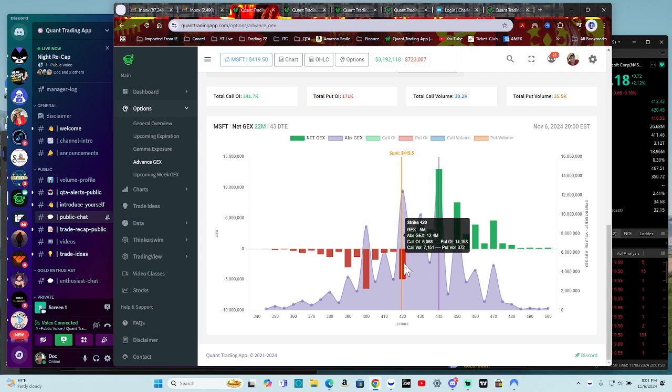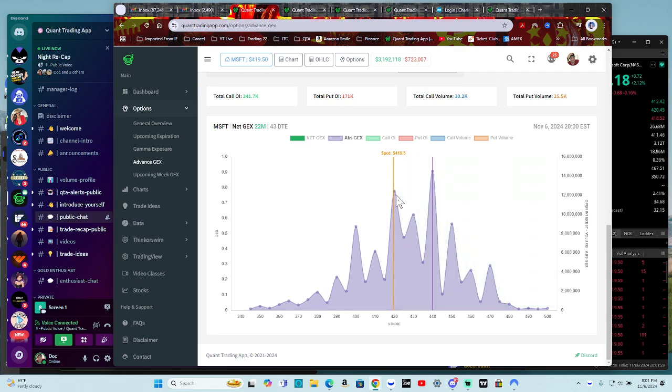420, however, is a significant area on the negative GEX, and it's also, is it the highest or the second highest? Let's see. It's the second highest call volume. This is a significant barrier in my eyes to get across. Once we get across that 420 call volume, I'm looking at 440.